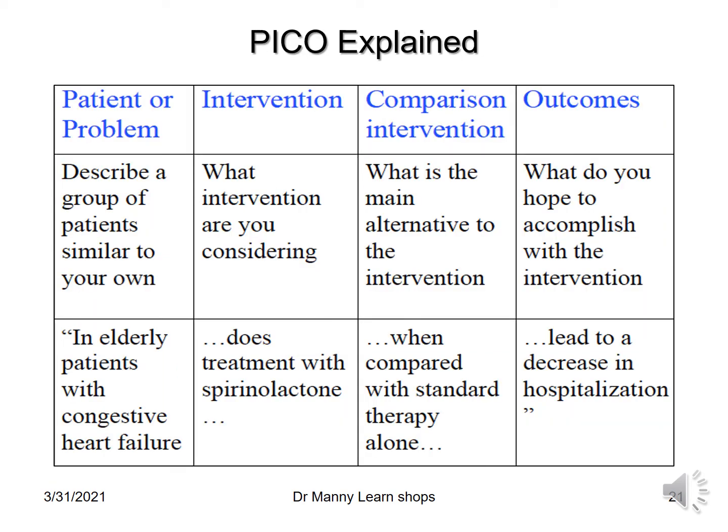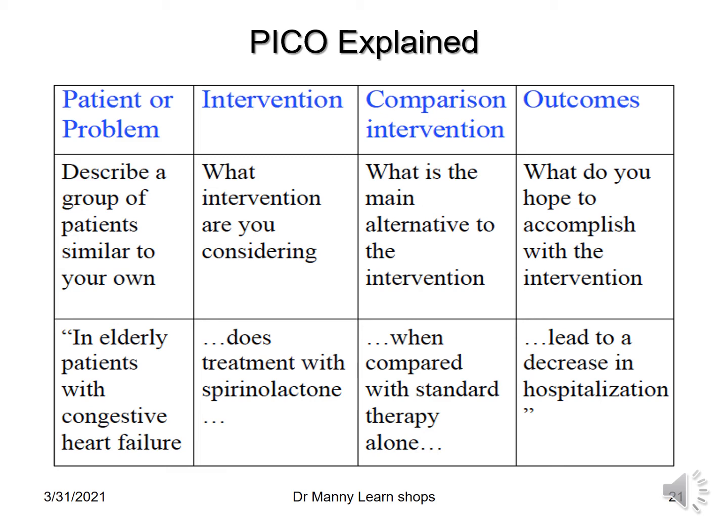Let's explain PICO further. P, patient, problem, population. This describes the group of patients which could be similar to your own. So for example, you've got elderly patients with congestive heart failure. What intervention, I, are you considering? Does the treatment involve a diuretic, for example? Could be furosemide, spironolactone, bendrofluazide, etc.